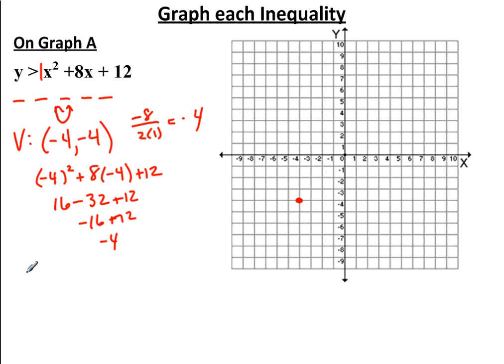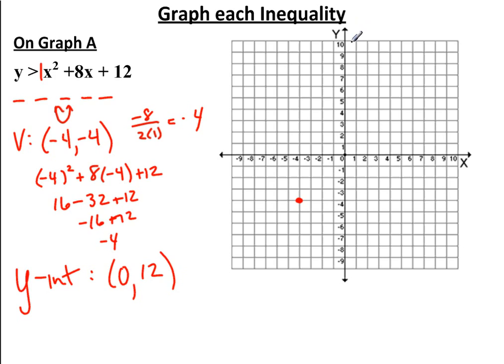Okay, now let's find some other information. I know my axis of symmetry, just to help me, is going to go right through here. You don't have to draw it in. It's x equals -4. But I do want to find my y-intercept. That'll help me. My y-intercept is when x is 0. If I substitute 0 in for x, I'm going to get a value of 12.